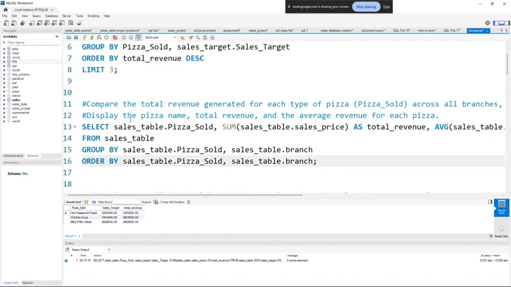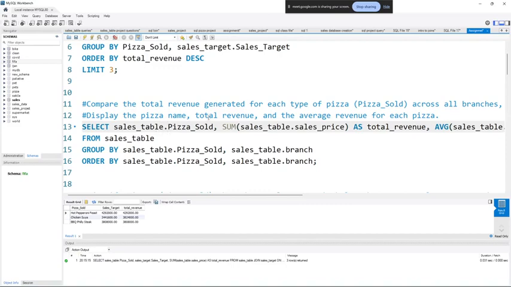Okay. Now, display the pizza name, the total revenue, and the average revenue for each pizza. So they need two things. They need to get the average revenue for each pizza. So now, they said we should display the pizza name. So from the sales table, I'm going to select this. In fact, you don't even need to put this sales table here. It's not needed. You can decide to put it or not, because we are not joining anything. You are still going to get the same answer. The fact that it is there does not mean it is wrong.